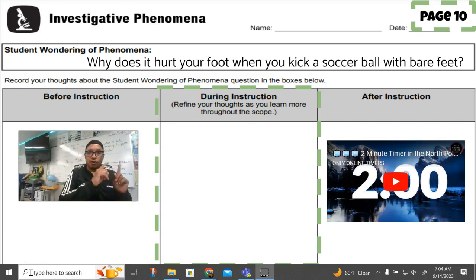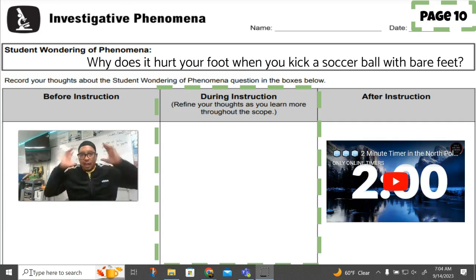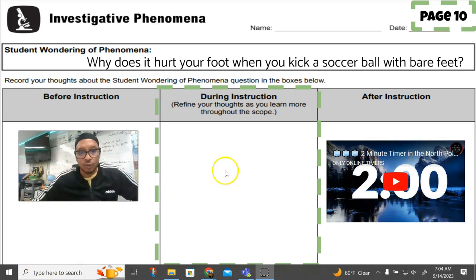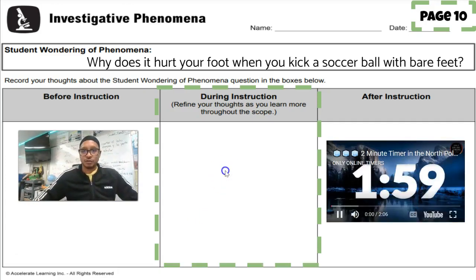And so we will go all the way down to after instruction. And then the hope is that by then, out of your brain, you will have a clear and concise understanding of what's going on. Okay, let's move it along.